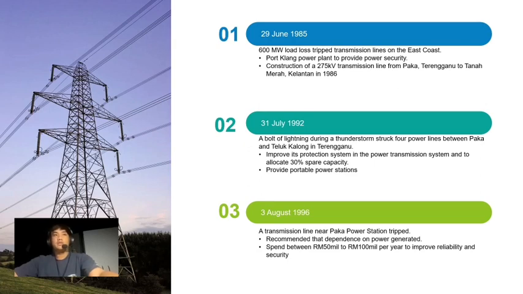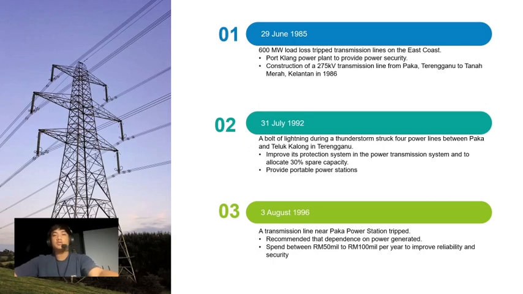TMB is to improve its protection system in the power transmission system and to allocate 30% of spare capacity at any one time in the power generating system. Third, TMB recommended that dependence on power generated from this station be reduced to lower the risk of major system failure.